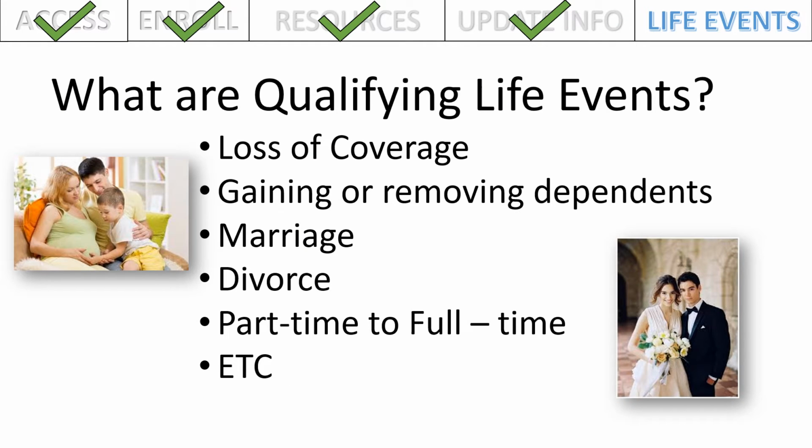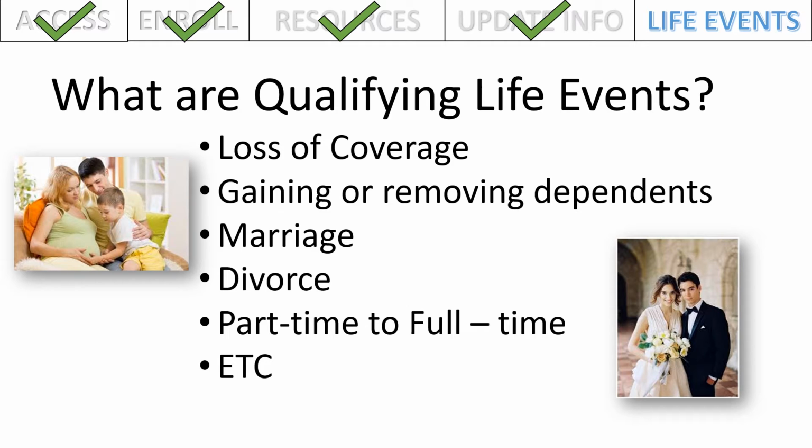We have finally made it to our last training topic, which is qualifying life events. What are qualifying life events? A qualifying life event is when you're given 30 days to complete a special enrollment that is outside your normal open enrollment period. Some life events include your spouse losing their coverage and now needs to be added on yours, removing or adding a child, marriage, divorce, etc.